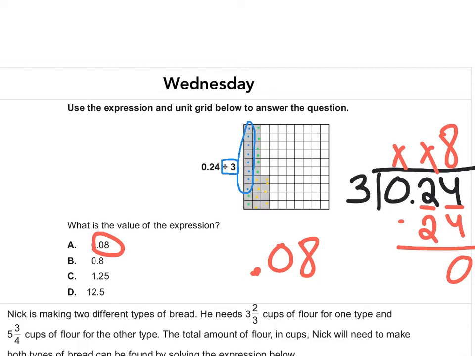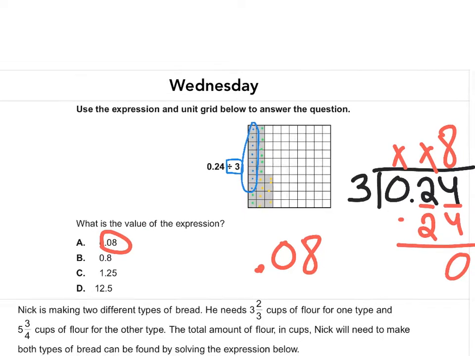The easier way to do this without using the grid is to use your division normally. Do 24 divided by 3 and just put 8 down, and then you have to know that there's going to be 2 numbers behind the decimal, so it'll be 0.08.